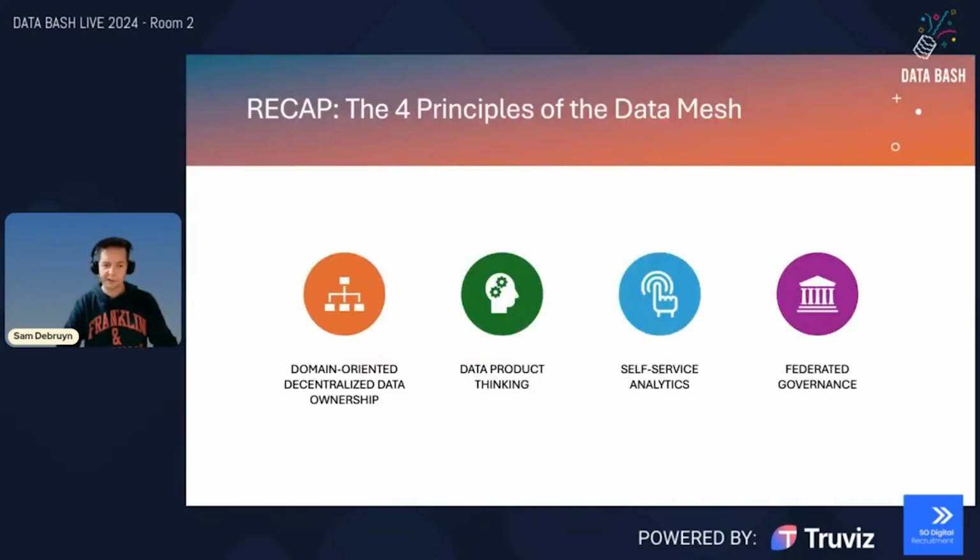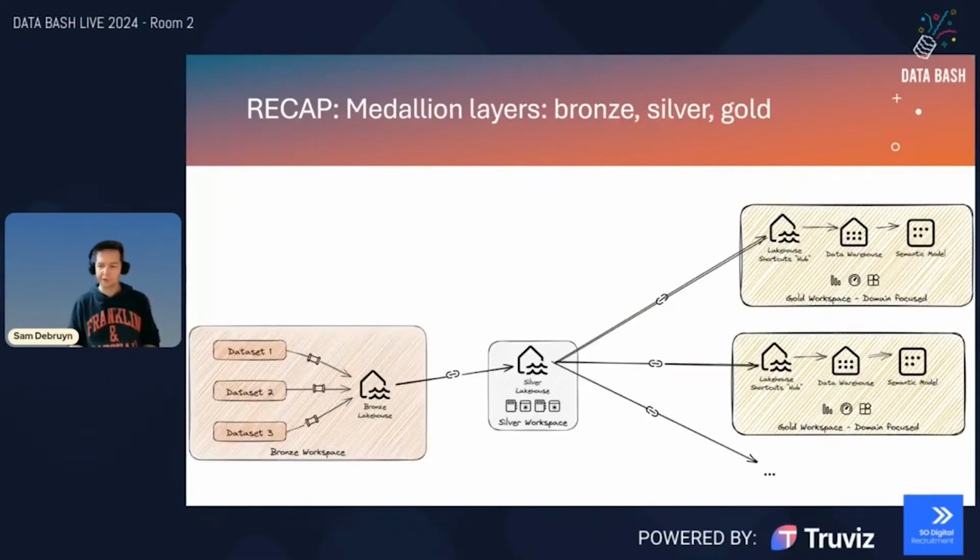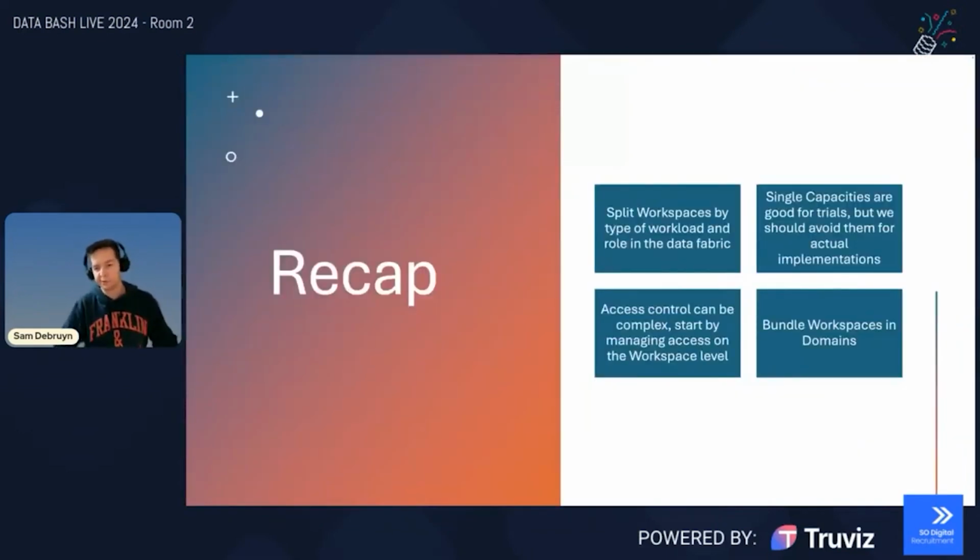So quick recap, we had the 4 principles for data mesh. We also had the overview of the architecture that I proposed for Microsoft Fabric. So split your workspaces by the type of workload and the role of the people in your data fabric. Single capacities are very good for trials because they allow you to see a bit how many capacity in seconds you'll need to do a certain operation, but then actually split them up into multiple capacities once you get started with using Fabric. Access control might be complex, so maybe the workspace level is also a good place to do so. And then if you want to easily see an overview of all the data you have in a certain domain, you can bundle them in domains.